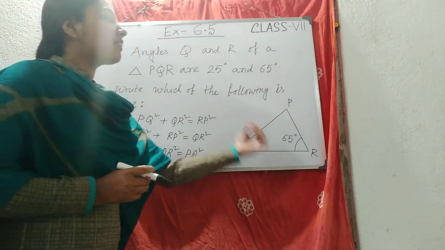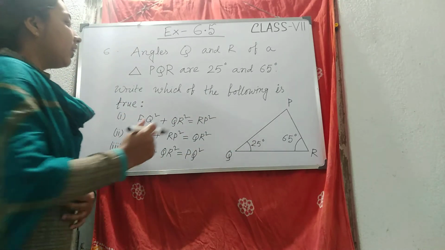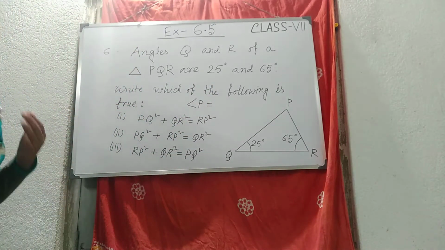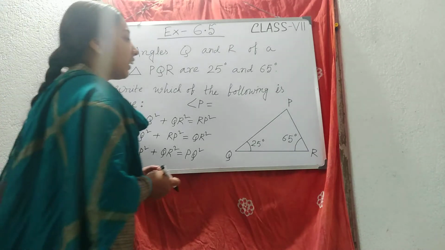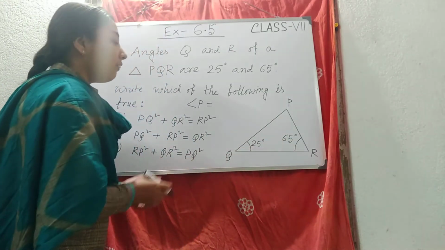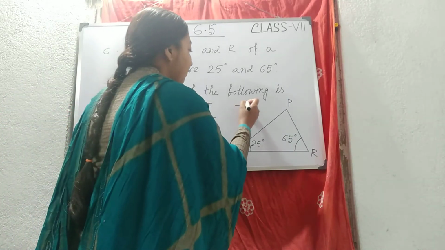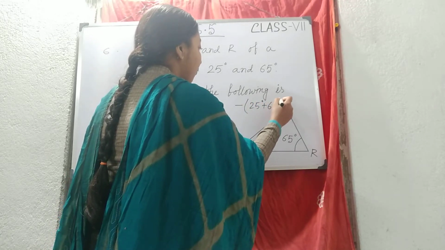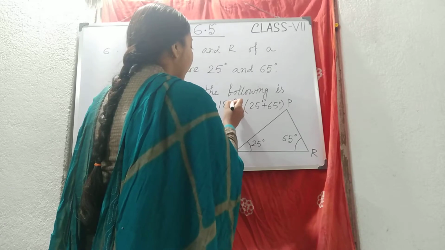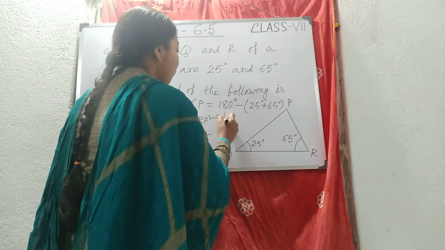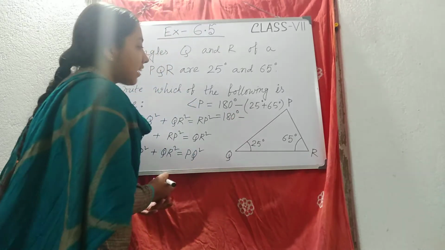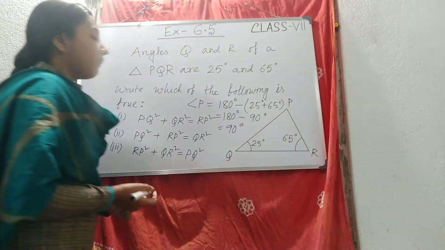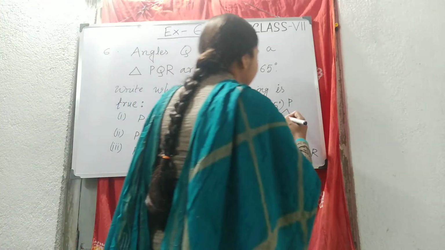If two angles are given, how can we get the third one? Yes, you are right. By subtracting sum of these two angles from 180 degree. So 180 degree minus the sum, it is coming 90 degree. So 90 degree we are getting, means angle P is here 90 degree.